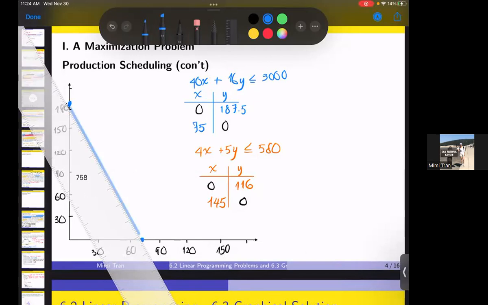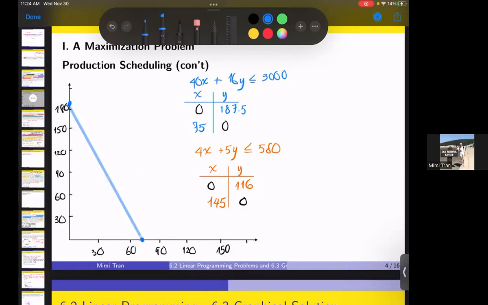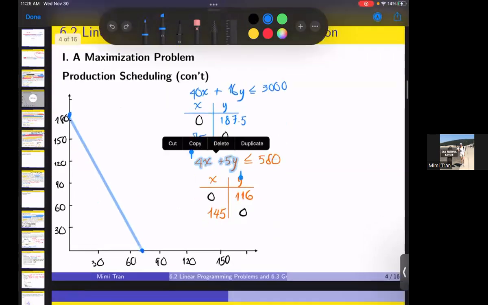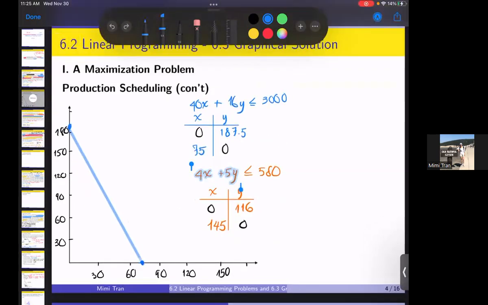Test point. What should I put for the test point? I know you like 0, 0, but you cannot use it in this case. Why can't I use 0, 0? Because it doesn't go through the line. It's part of the other line. So I'm gonna use say 30, 30. You put 30 here, 40 times 30 plus 16 times 30. I'm just gonna tell you it's less than 3,000. So we're gonna shade.